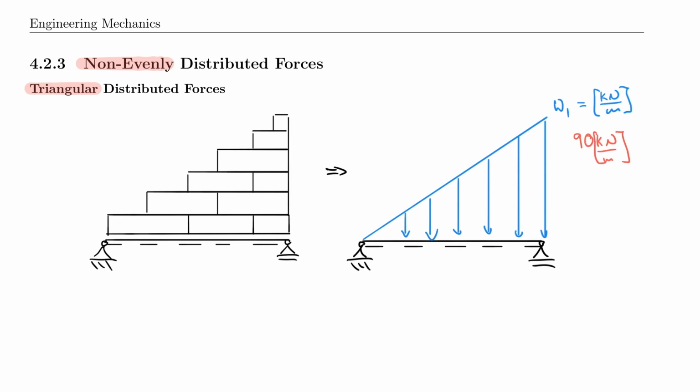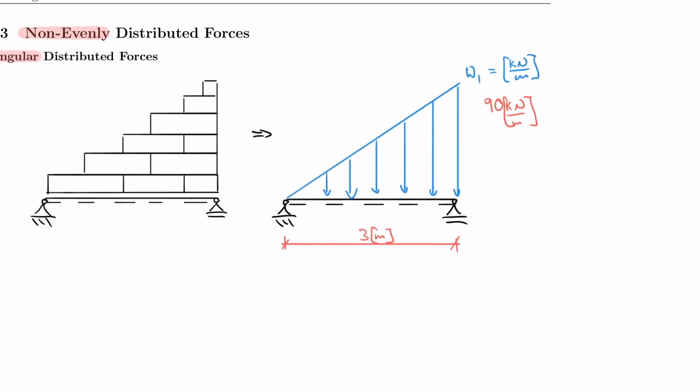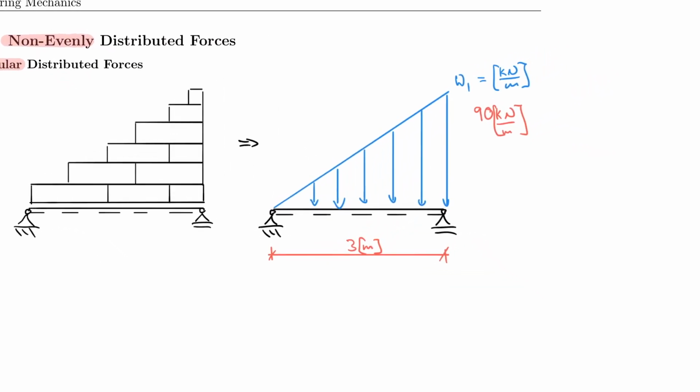And let's further pretend that the entire wall has a length of, say, 3 meters, just to make our life easy here. And you remember from before that when we calculated the evenly distributed force, it was base times height, right? Base times height. And for a rectangle, this was the area of a rectangle. Now, as you can see, it's not a rectangle anymore. In fact, it's half a rectangle.